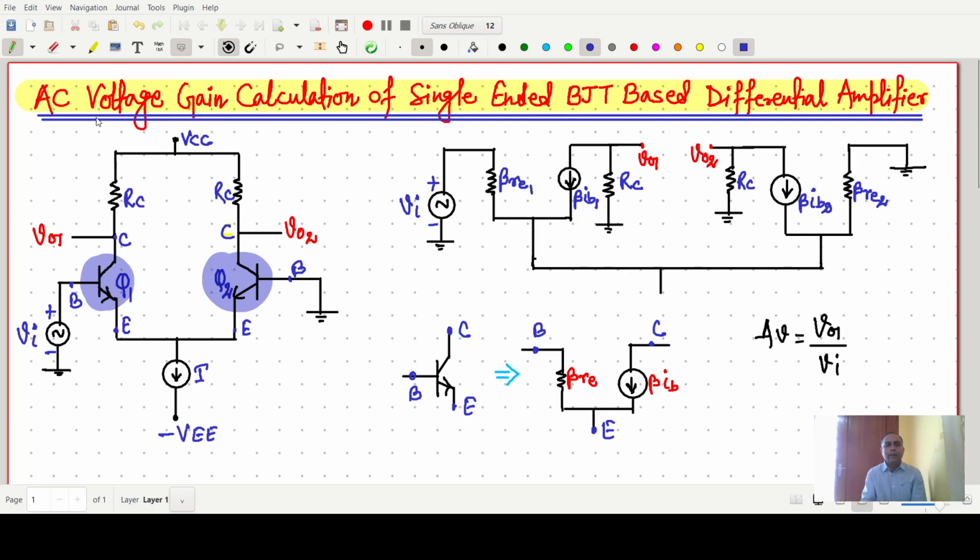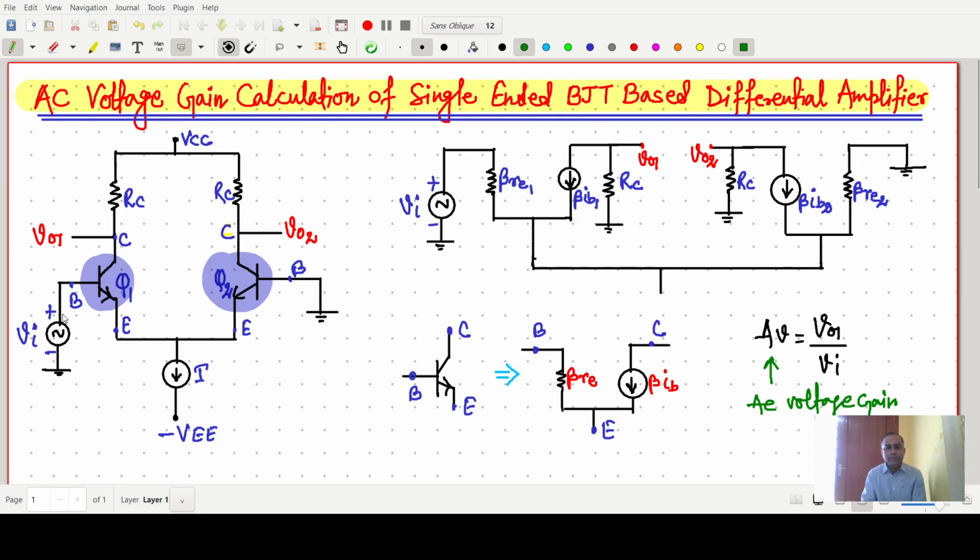So our question is we have to find the AC voltage gain. This one is our AC voltage gain, that is V naught 1, the output across the collector side of transistor 1, upon the input Vi. This one is the DC circuitry, where DC voltages are there and the current source.